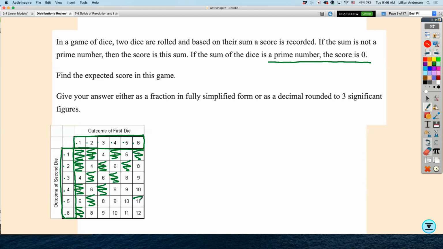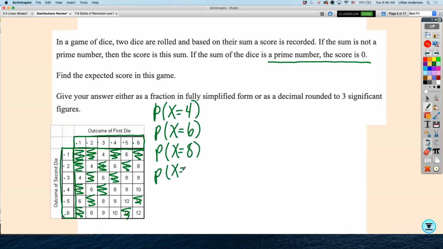11. So in order for us to figure out the expected score, the score only happens if it's a non-prime number, okay? So we've got to figure out, what's the probability of the sum being 4? What's the probability of the sum being 6? What's the probability of the sum being 8 and 9 and 10 and 12?